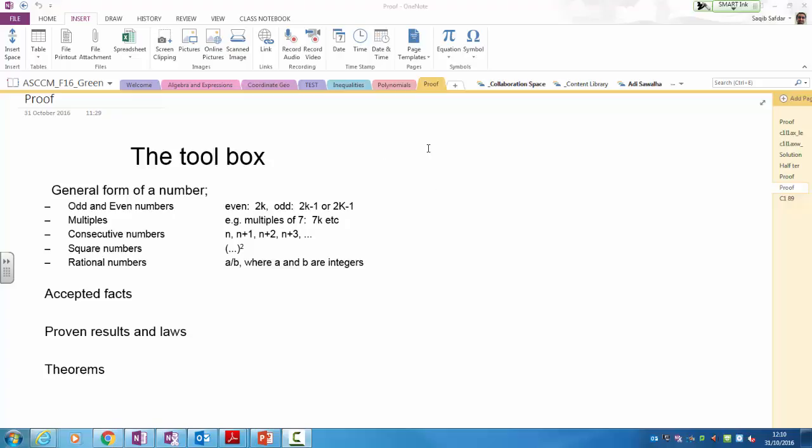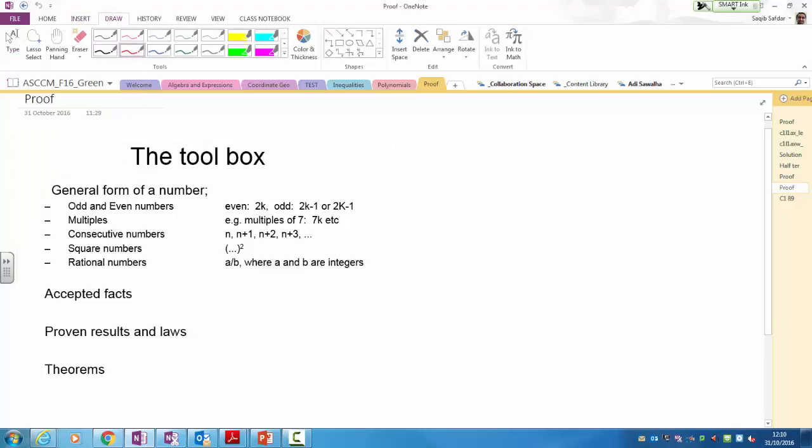Right, let's start proof. Before we look at proof, we need a toolbox. The toolbox is going to help us navigate through and actually do some of the questions that we'll see. So the first thing, you need to copy this down: the idea of an odd and even number. If k is some integer.